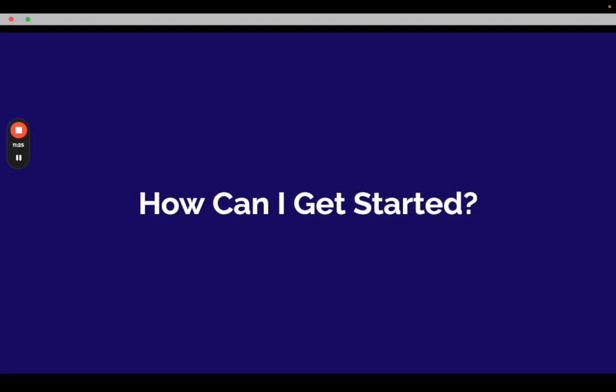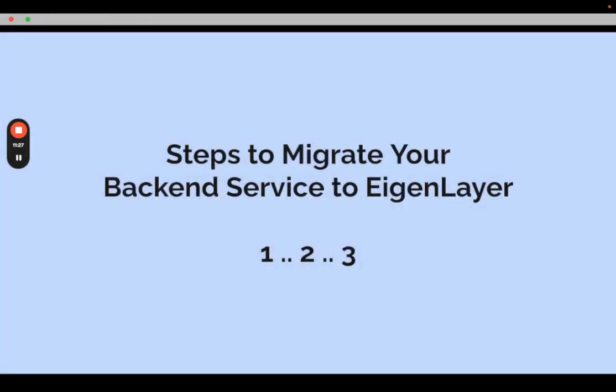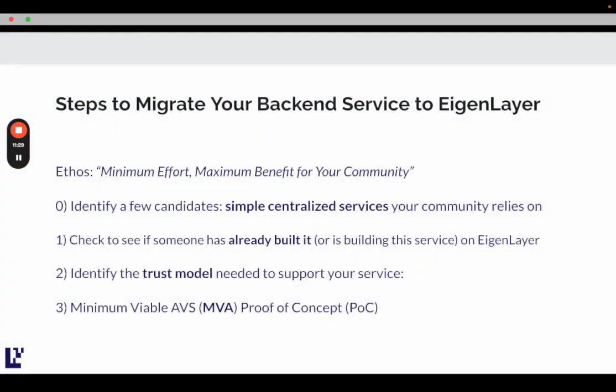All right, so how to get started? Breaking this process down as simply as possible, minimum effort, maximum benefit for your community. First, identify the service that you think would be a good candidate to start out with. Just a simple service that might be running today in the cloud. Then check to see if someone has already built that service or maybe is building the service on EigenLayer.